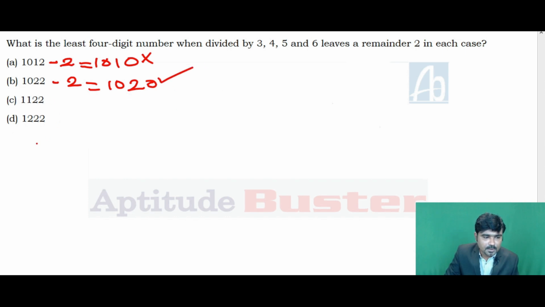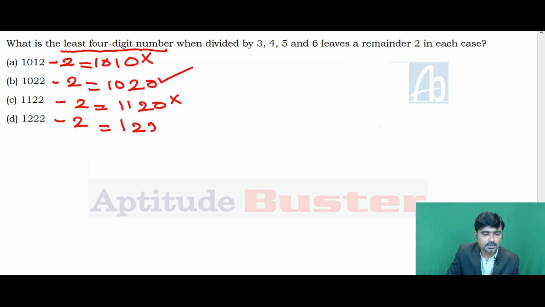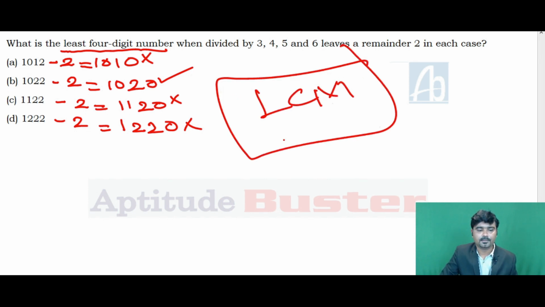No need to check these two options. The reason is the least 4-digit number. Anyway, I am going to check these two options also. 1122 minus 2, that gives you 1120. Is it divisible by 3? No. Next 1222 minus 2, that gives you 1220. Is it divisible by 3? No. So the answer should be B option. No need to find out the LCM and all. That's a waste of time. Just go through the answer choices, check the divisibility rule for the numbers. Then you can find out the answer easily.